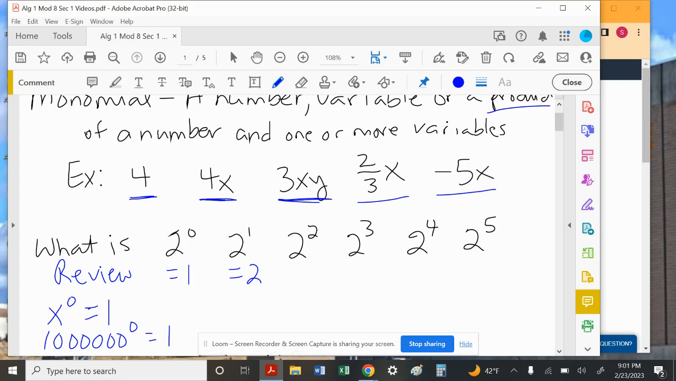2 squared is equal to 2 times 2, which is equal to 4. 2 to the third is 2 times 2 times 2, which is 8. And 16 is 2 to the fourth. 32 is 2 to the fifth. And just some of the numbers that we're dealing with. Remember, these are all multiplication of the same base. So what's important about these numbers here is this is what is known as my base, and this is what is known as my power.